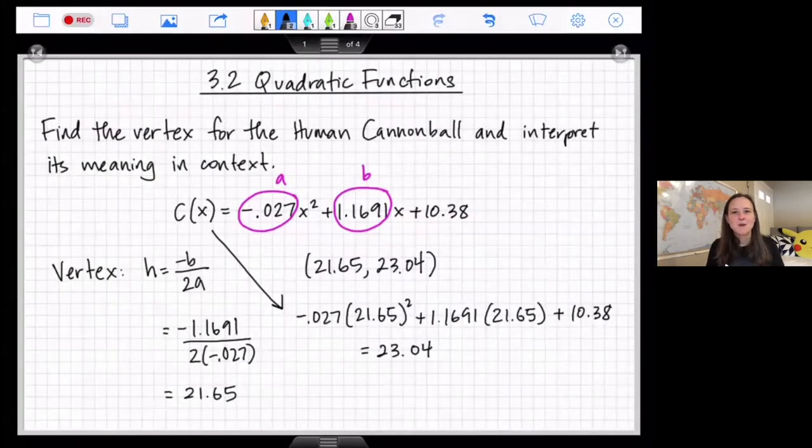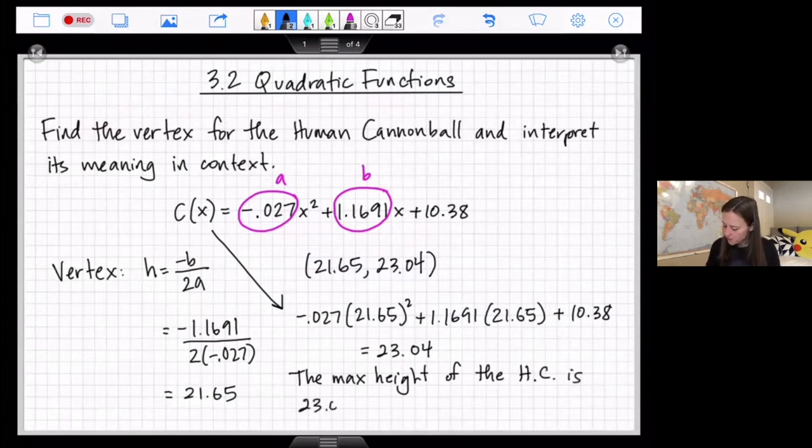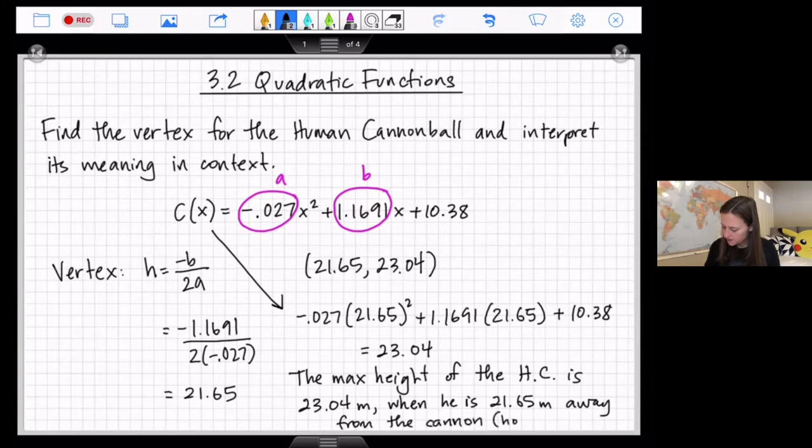So let's just be official and write down our answer here. We're going to say that the maximum height of the human cannonball, we'll call him the HC for short, is 23.04 meters when he is 21.65 meters away from the cannon. That's a horizontal distance.